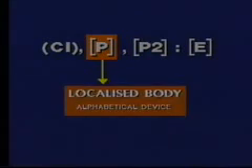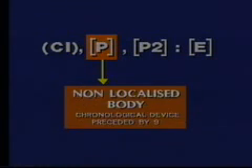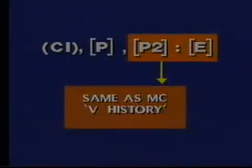The isolate in P is to be obtained by alphabetical device for localized body, and in case of non-localized body, it is to be got by chronological device preceded by 9. The isolate in P2:E is similar to the main class V, history. To get a better understanding of this facet formula, we will consider two examples, one for the localized body and the other for the non-localized body.